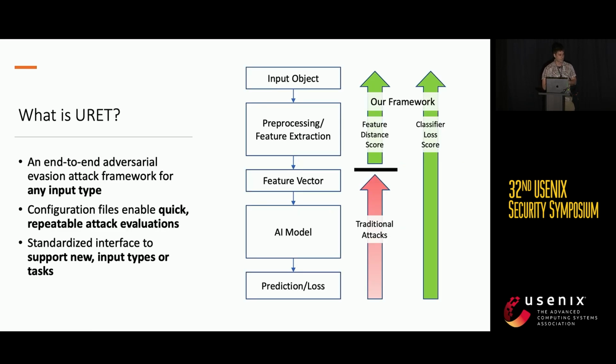So these are kind of the problems, and that's what we're trying to solve with this URET tool, right? We've created this end-to-end adversarial attack for theoretically any input type. We have this configuration file interface so that when you want to do an attack from a basic level, all you have to do is just specify the parameters within the file, and then you can run it. And you can give that file to somebody else, and then they can run it and do the same evaluation. And for the more advanced users who maybe have some input type that we haven't initially supported, or they have some new task that has this weird loss function, you can make those changes through a kind of a standardized interface so that it can be easily ingested into the tools.